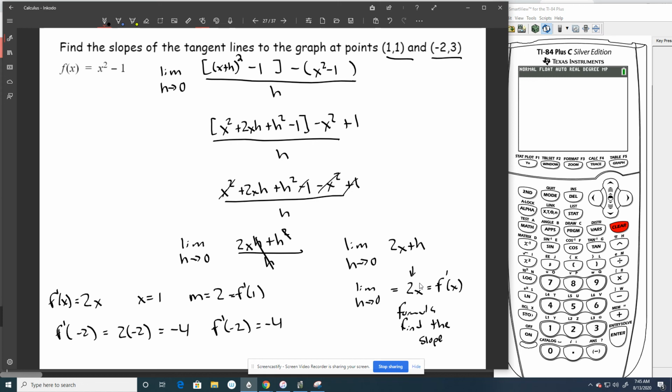So this is a really powerful thing that we can do, because we can take any equation, any function out there, and if it has a limit, then we can find the derivative so that we can find the slope at any point on that graph, on that function. Okay.